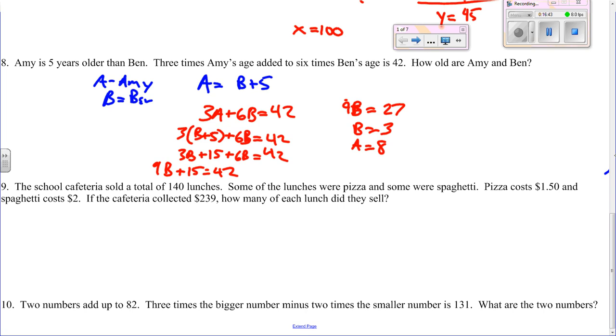Number 9. Sold a total of 140 lunches. Some were pizza, some were spaghetti. P is pizza. S is spaghetti. So total of 140 lunches, P plus S equals 140. Then 1.5 P plus 2S equals 239.